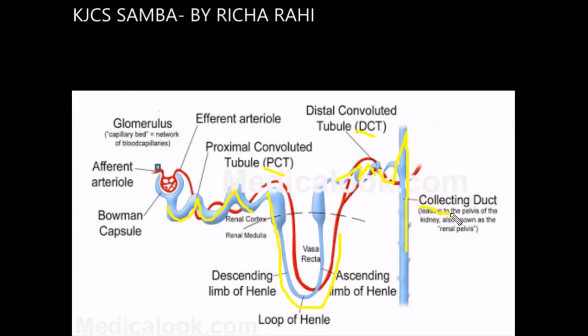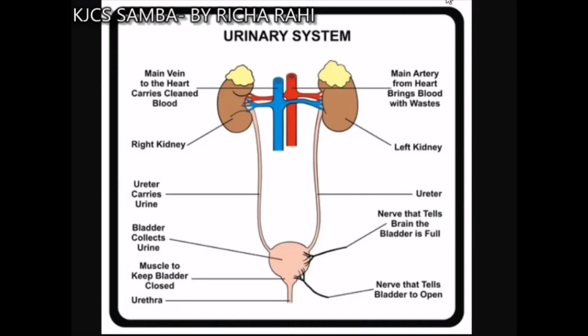And then the filtrate will finally collect in this collecting duct. This collecting duct deals with the collection of the filtrate, and this filtrate will then go into the renal pelvis, as you can see here, and from the renal pelvis it will again go to the ureter, this long tube-like structure. From the ureter it will go to the muscular bag-like structure, which you can see. This is called the urinary bladder, which I have told you about earlier.